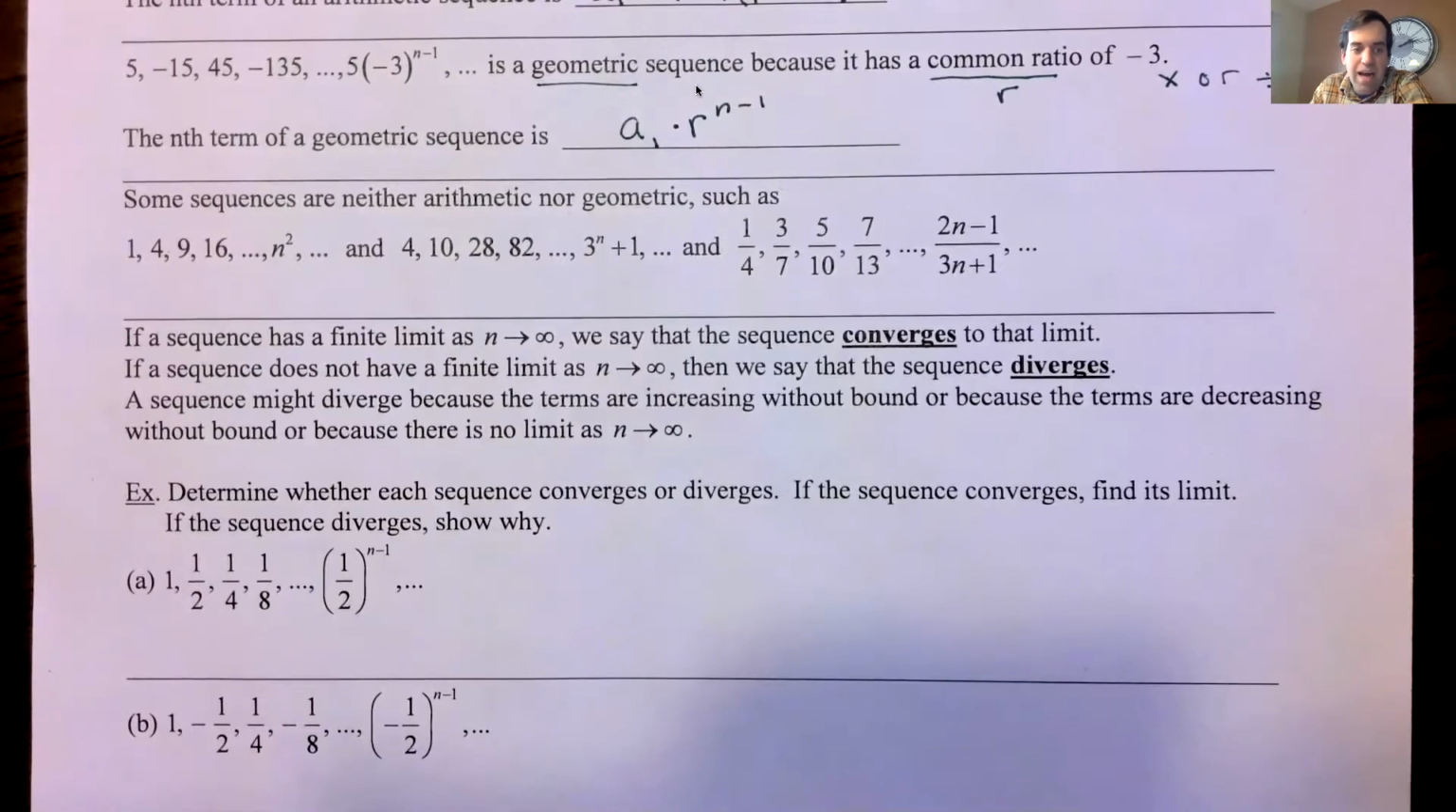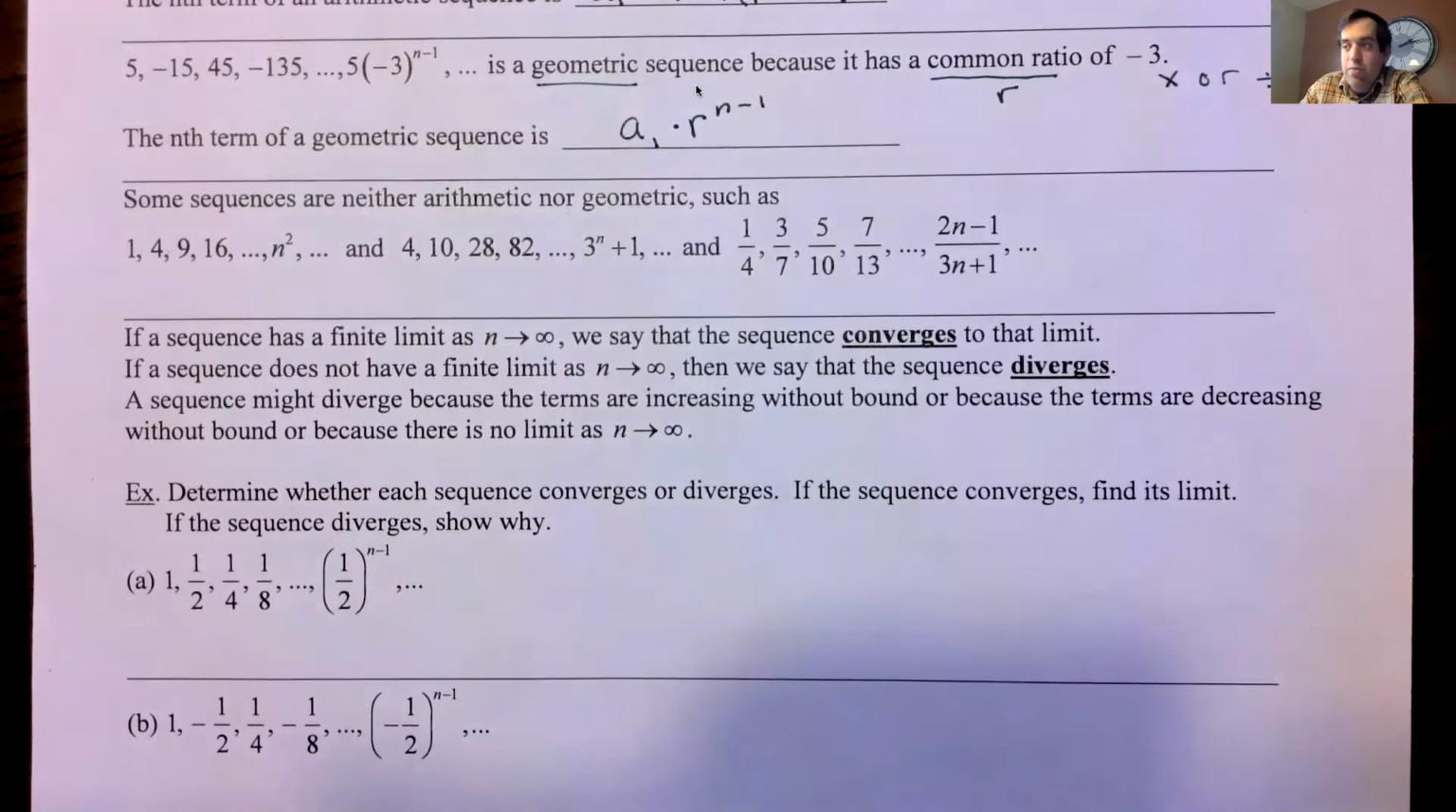If a sequence does not have a finite limit as n approaches infinity, then we would say that the sequence diverges. The sequence might diverge because the terms are increasing without bound, or because the terms are decreasing without bound, or because there is just no limit as n approaches infinity. Maybe it bounces back and forth between some values.